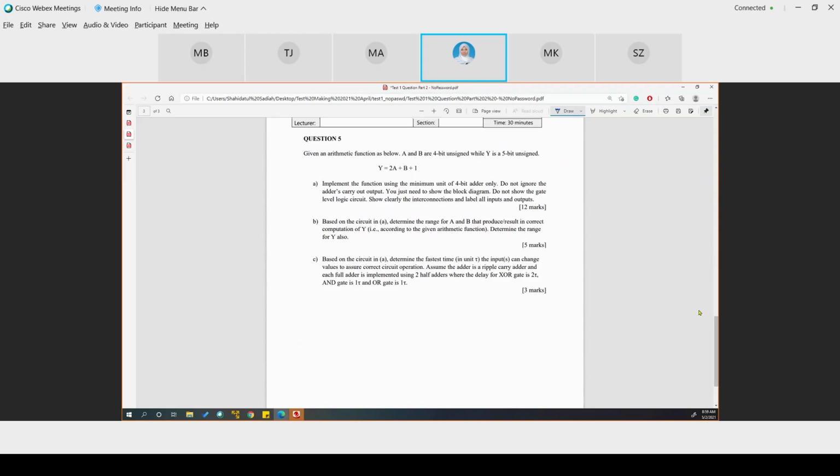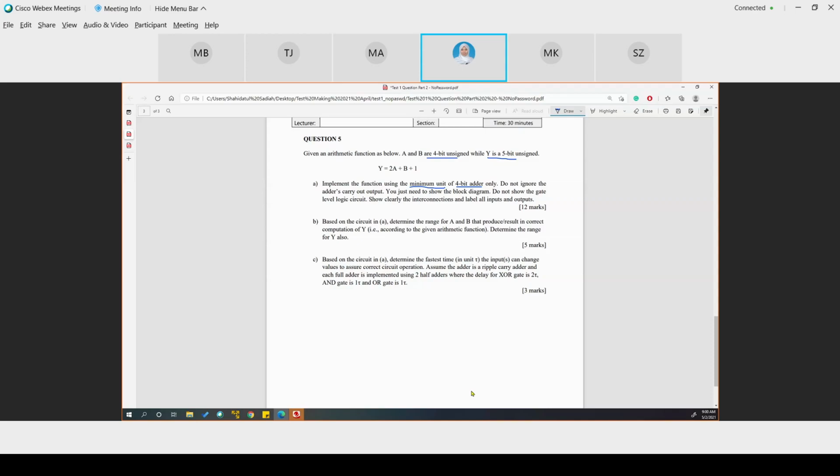Given an arithmetic function as below, A and B are 4-bit unsigned while Y is a 5-bit unsigned. It's already mentioned Y is 5 bits, A and B are 4 bits. Implement the function using the minimum unit of 4-bit adder only. Do not ignore the adder's carry out output. You just need to show the block diagram. Do not show the gate level logic circuit. Show clearly the interconnection and label all inputs and output.